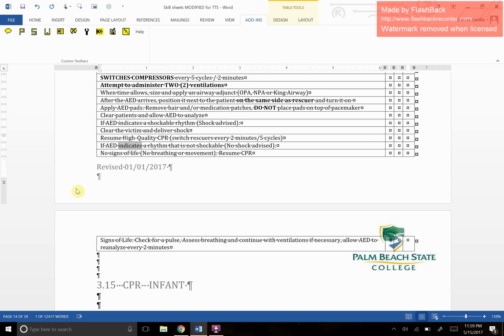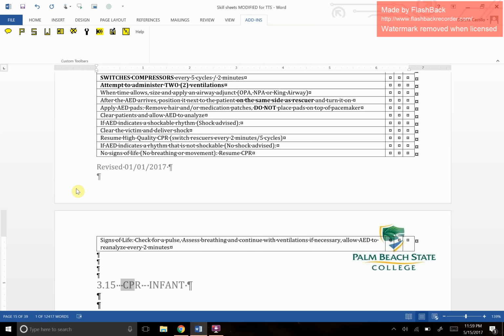If the AED indicates a rhythm that is not shockable, no shock advised. No signs of life, no breathing or movement: resume CPR. Signs of life: check for a pulse, assess breathing and continue with ventilations if necessary. Allow the AED to reanalyze every 2 minutes.